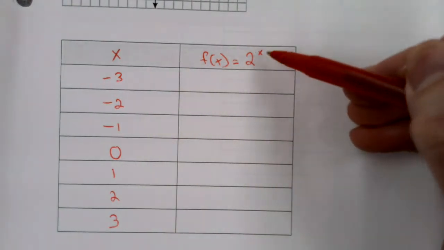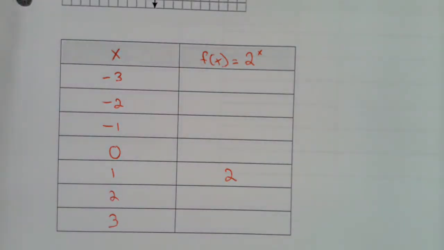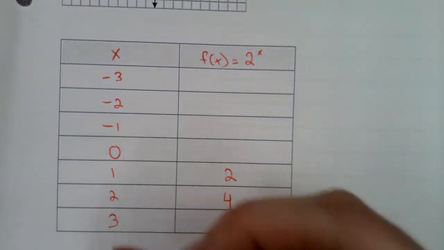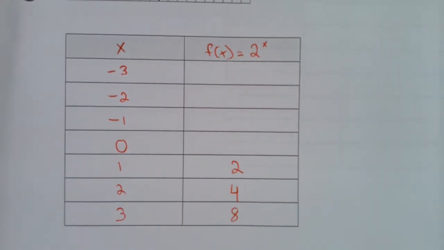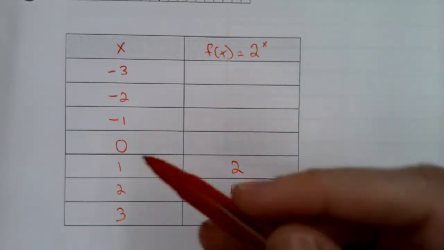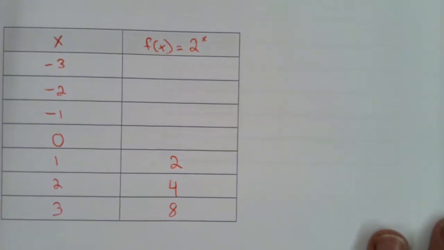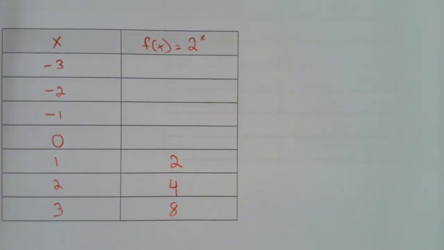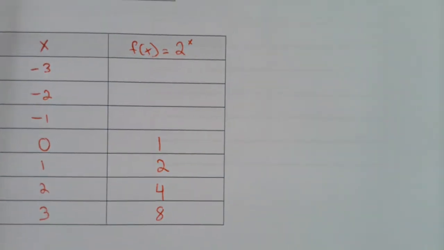When x is 1, 2 to the first power is 2. When x is 2, 2 to the second power is 4. When x is 3, 2 to the third power is 8. Easy so far. When x is 0, 2 to the 0 power, you should know this, anything to the 0 power is always 1. So 2 to the 0 power equals 1.